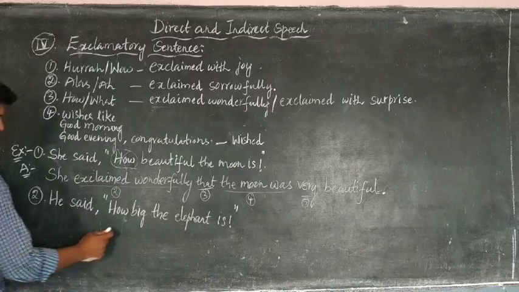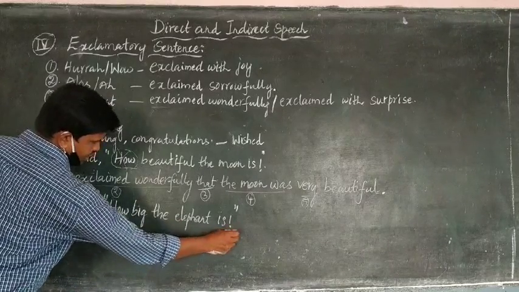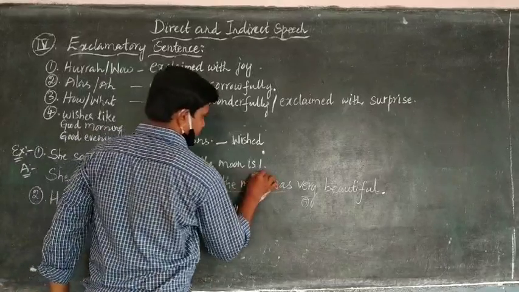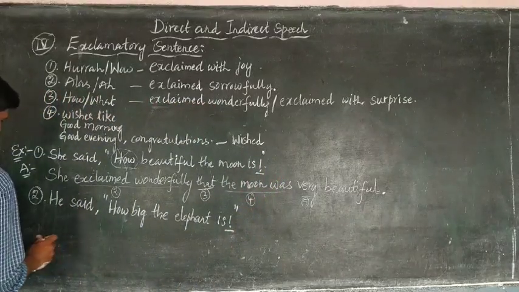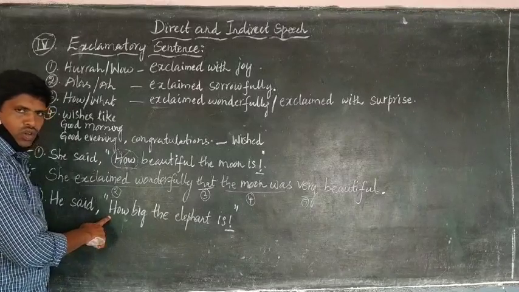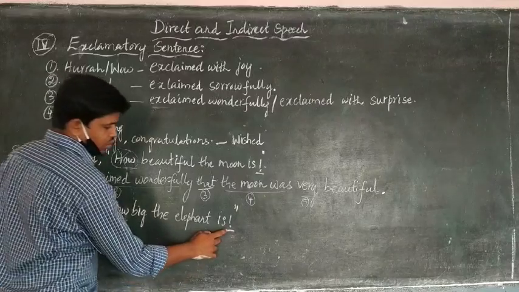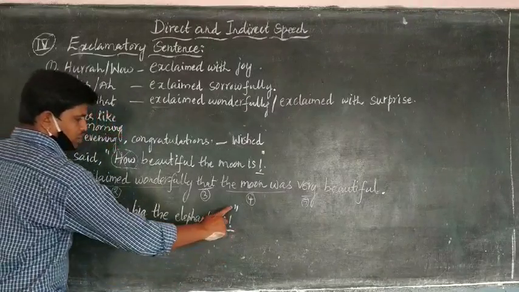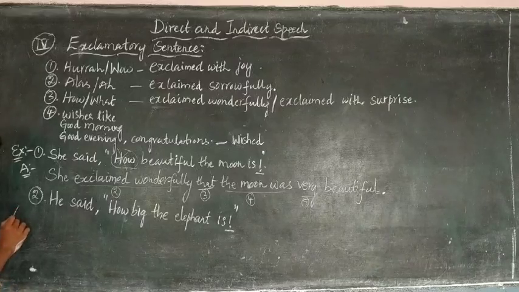Right. This sentence belongs to exclamatory sentence because here is an exclamatory mark. Here also exclamatory mark. So don't think it belongs to interrogative. Okay? How would the interrogative mark go? So you must look for the exclamatory mark. Punctuation marks are very important. Okay? Right. Let us change it.